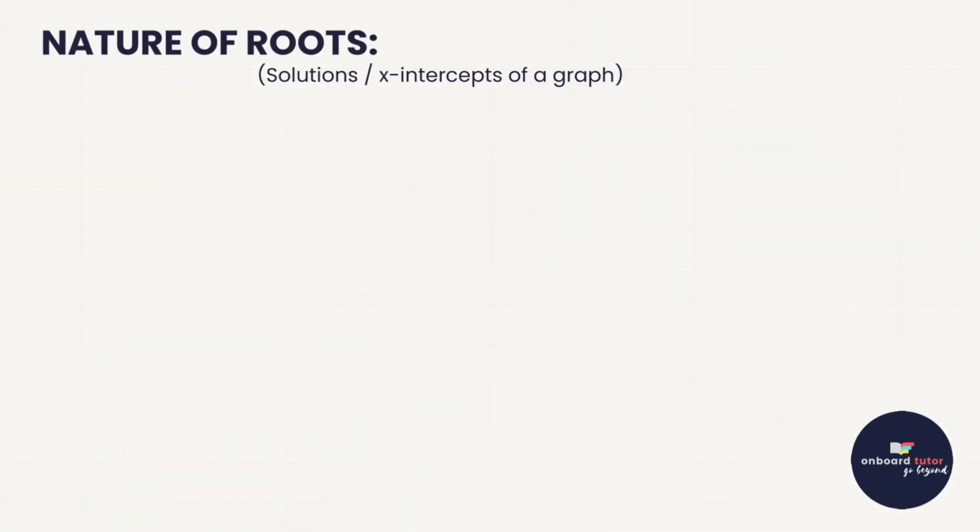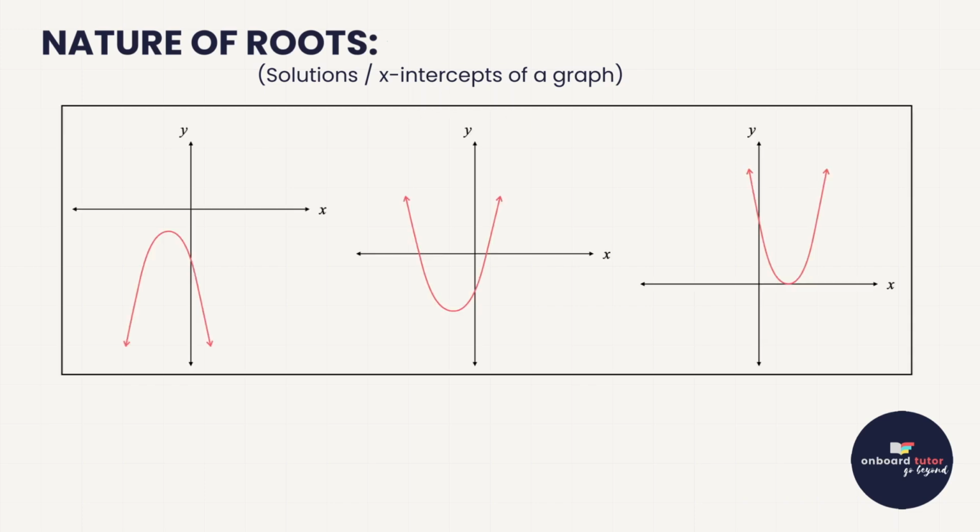We're moving into a section now called the nature of roots. And in order to understand that better, I always find it helpful to just say, what is a root? A root is simply a solution to an equation or an x-intercept of a graph. Okay, and once we have that down, the fact that a root is a solution or an x-intercept, then we can start to actually understand what they are asking us for.